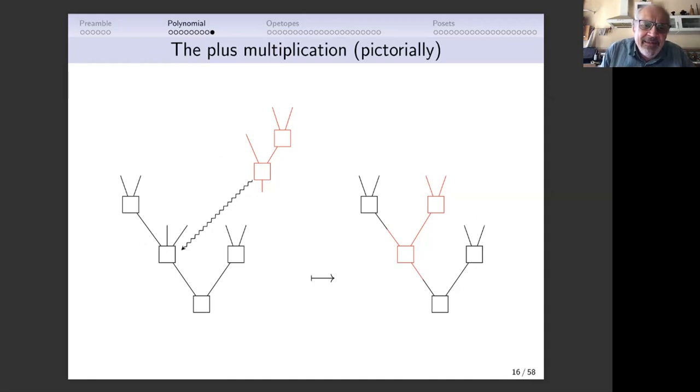And the compatibility condition is that when you compose this tree, before you can plug this tree inside, you have to check something. You have to check that its target, the target of this tree, which is the composition of all its nodes, has exactly the same arity as the node in which you substitute here, okay? So this is the plus multiplication.